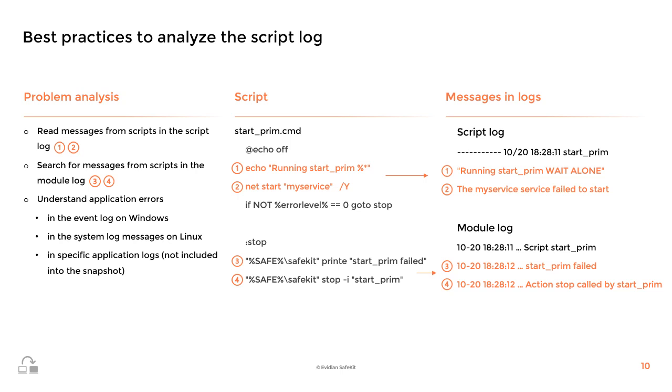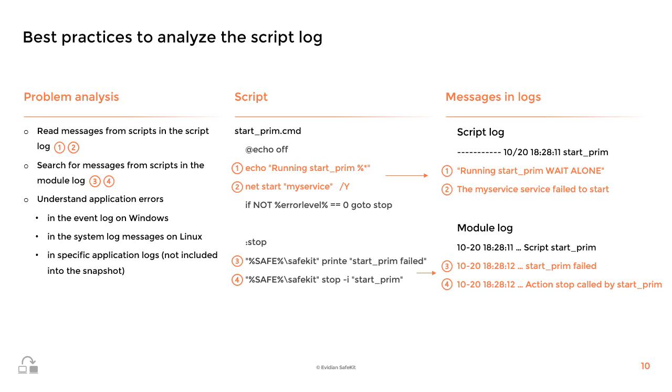Among the messages in the script log, like the messages of point 1 and point 2 on the right of the slide, you should search for error messages, typically the message 2, which indicate that the service failed to start. Scripts can log messages or execute commands in the module log, as shown in points 3 and 4 on the right side of the slide. Look for error messages logged by the script, such as message 3 indicating that the start prim script has failed.